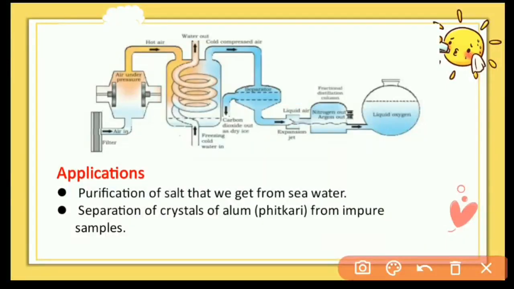How can we obtain oxygen from gas? So it is a distillation apparatus. By using this apparatus we can separate the liquid oxygen from a mixture of gases.